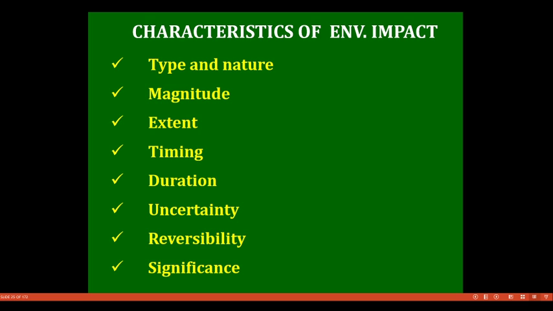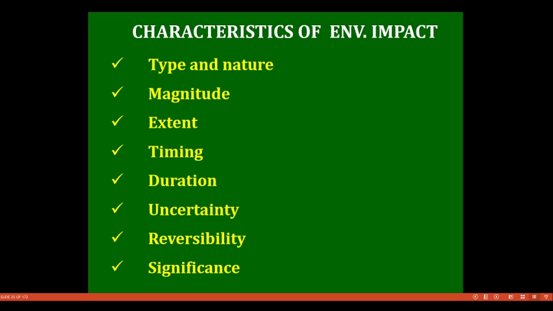And when we look into these characteristics one by one, you can see that type of impact means an impact can be positive or negative. I already mentioned these 2 terms. Type means positive and negative impacts. And when we come to the nature of impact, it can be a direct impact, an indirect impact, or a cumulative impact, that means a combination of direct and indirect impact. So these are the keywords that we use to express the type and nature of impact.